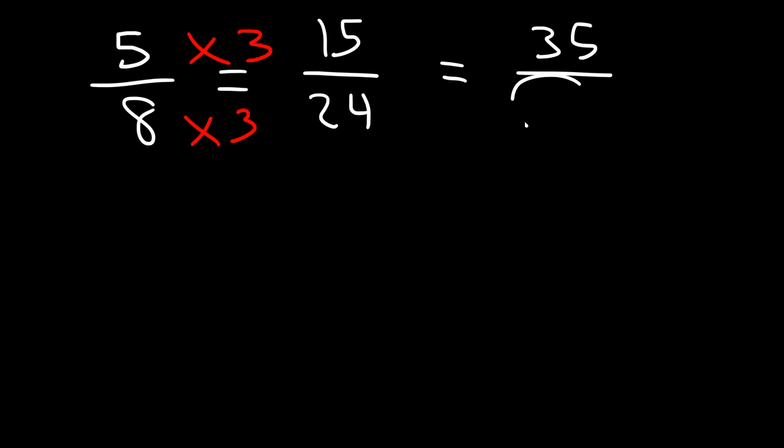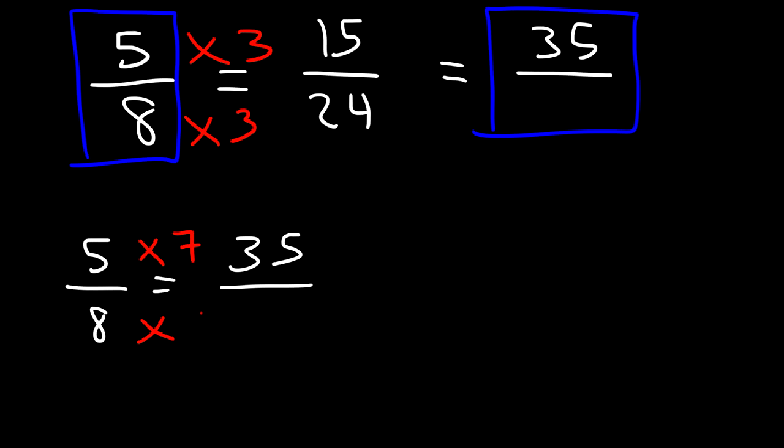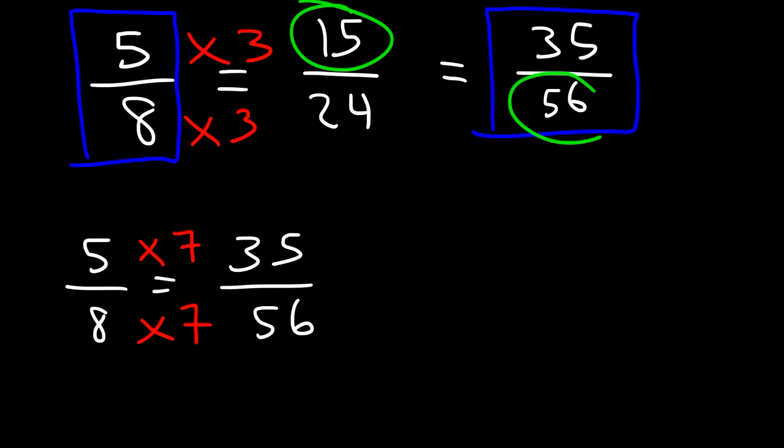Now, how can we find this number? So what I'm going to do is, I'm going to set these two fractions equal to each other. Let's ignore the middle fraction for now. So 5 times what number is 35? It turns out that 5 times 7 is 35, so we need to multiply 8 by 7. 8 times 7 is 56. And so the two missing numbers are 15 and 56.